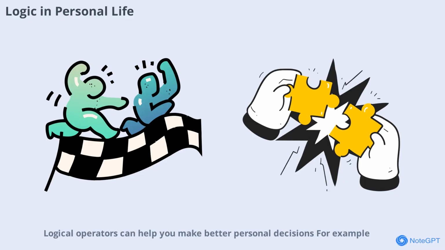Logical operators can help you make better personal decisions. For example, you might decide, "I'll buy a new phone if it's on sale and I have enough money." Using logical thinking can help you weigh options, avoid mistakes, and achieve your goals.